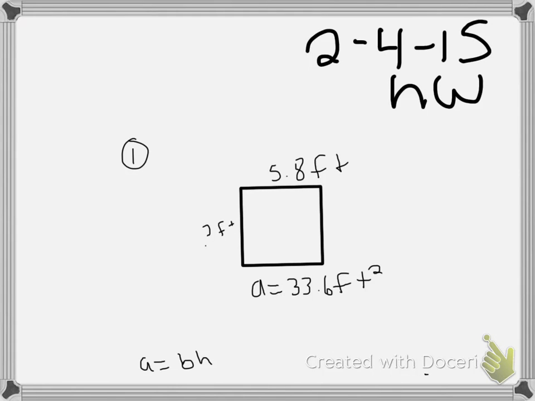Homework for Wednesday, 2-4-15. So hopefully you know what this shape is. It's called a parallelogram. It's also a rectangle and it's also a square, but I can use the area formula for a parallelogram for this. You should have that memorized by now. If you don't, you need to get it memorized.